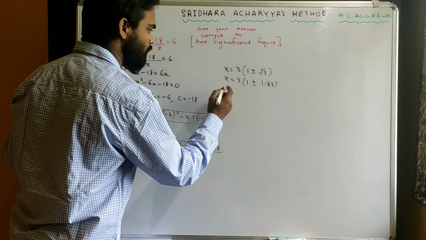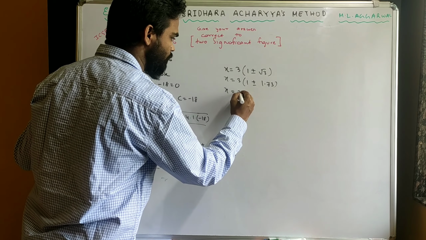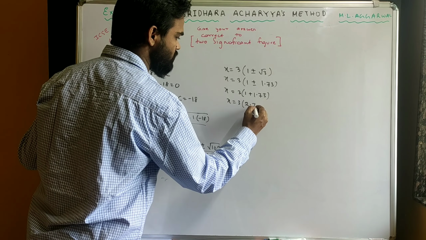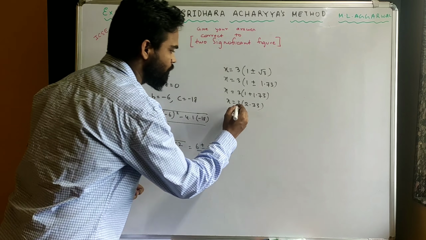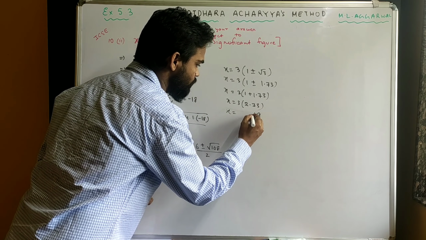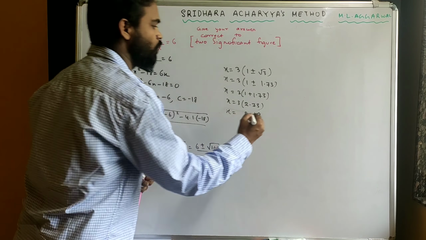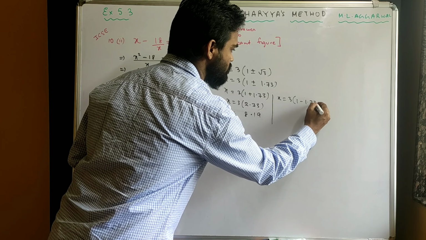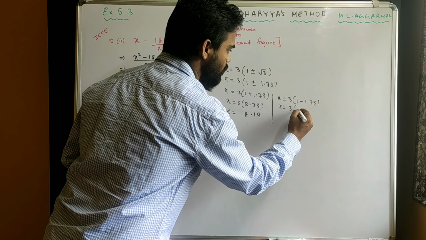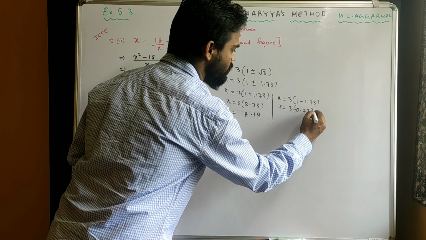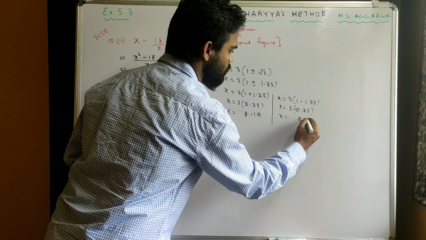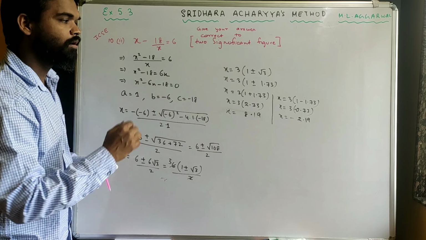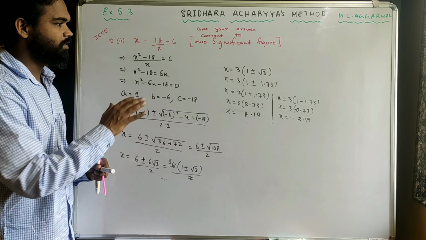Okay. Now I'll once take the positive sign, so that becomes x equals 3 times 2.73. X will be equal to, this is a 9, this is 8.19, and once we'll take the negative sign, so x equals 3 times 1 minus 1.73, so x equals 3 times minus 0.73, so x equals, 3 twos are 6, 3 sevens are 21, so minus 2.19. So x is 8.19 or minus 2.19.